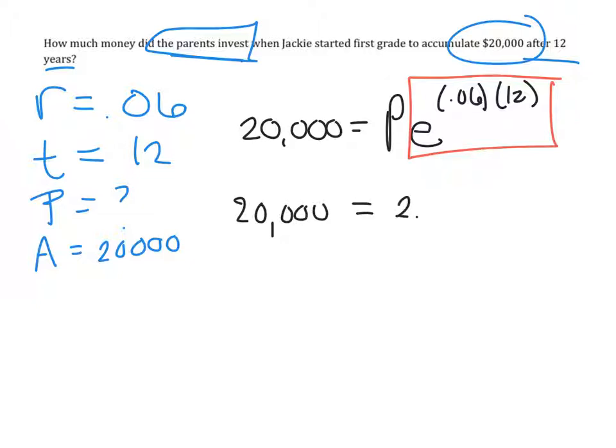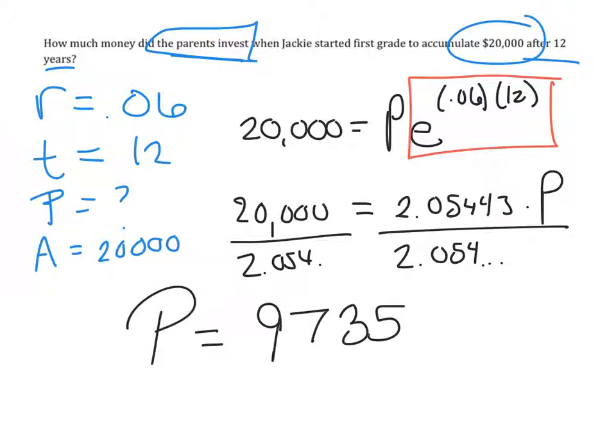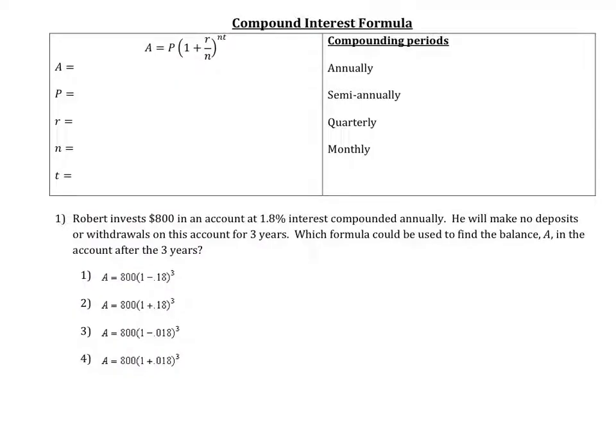So I get 2.05443, etc. times P. And I'm simply going to divide that number I get out on my calculator, using the store button there, and I'm going to get a principal of $9,735.05. All right, so a nice little warm-up here. Okay, so we reviewed compounded continuously yesterday, and you just saw another example of it.